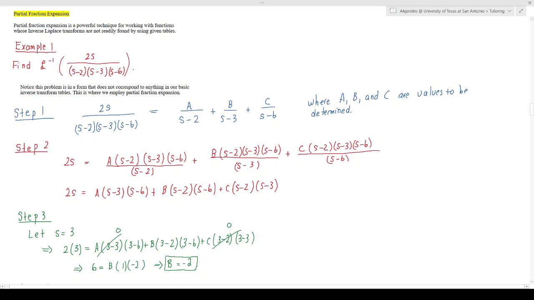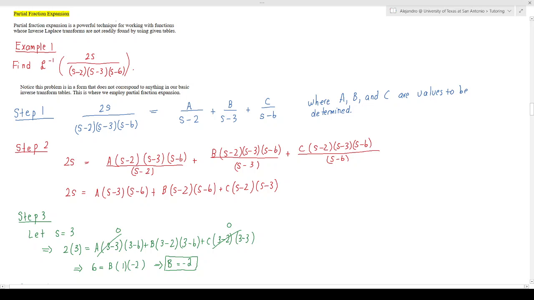All right, so in this video, we want to go over partial fraction expansion. Partial fraction expansion is used when we're trying to find the inverse Laplace transform of a function that we can't use directly with a table. We have to manipulate it and put it in a different form, and then we can use a table to find the inverse Laplace transform.